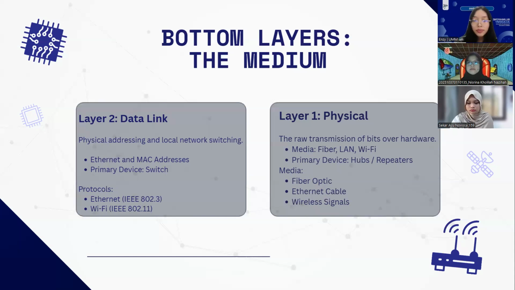And finally, the physical layer is the lowest layer of the OSI model. It is responsible for transmitting raw bits through physical media such as Ethernet cables, fiber optic cables, or wireless signals like Wi-Fi.